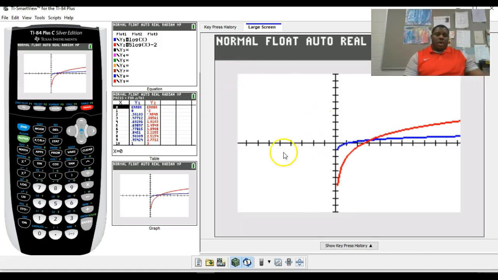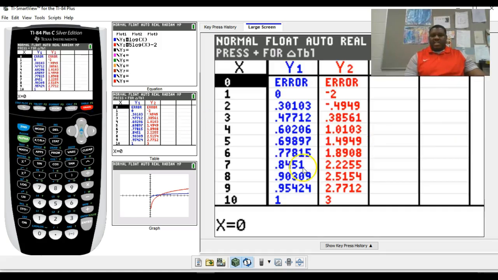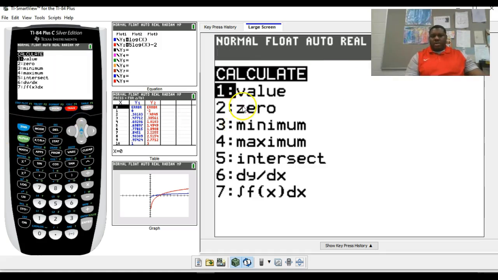All right, so when you look at the table, guys, I'm going to already tell you, man, it's not a precise 0. So it's not going to show it to you. The red is the transformation, all right? It's not going to show you the 0. So you'll have to use, remember the second trace function, and go to 0, all right, and find the x-intercept that way, okay?